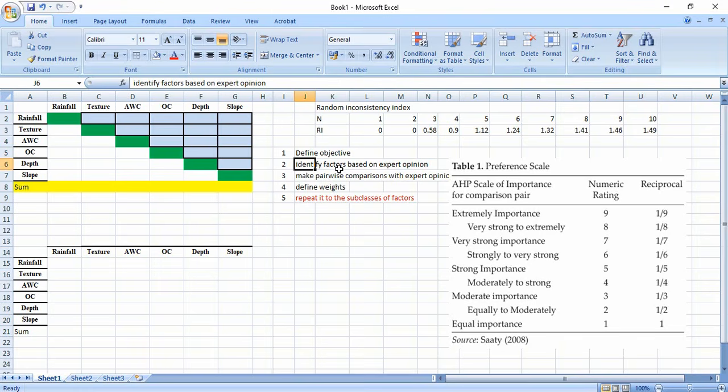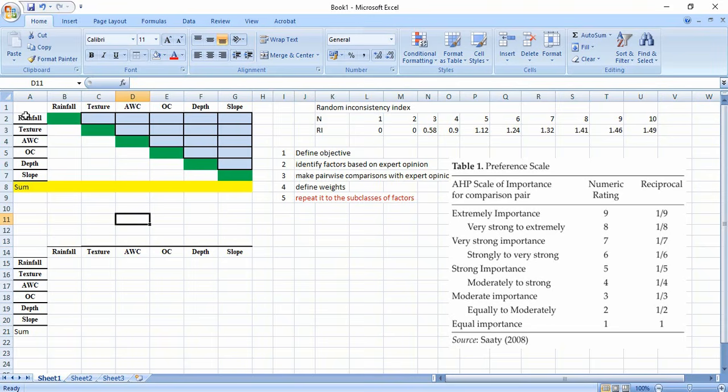is identify factors based on expert. So based on your expert's opinion, you have to identify some factors with which you are going to get a suitable area for your objective. So here in this example I have taken rainfall, soil texture, soil available water capacity, then organic carbon, depth and slope. So 6 parameters we have identified. You can have more. Then third step is make pairwise comparisons with expert opinion.